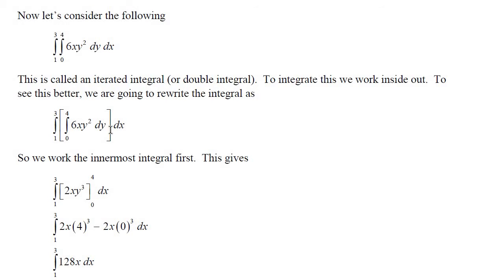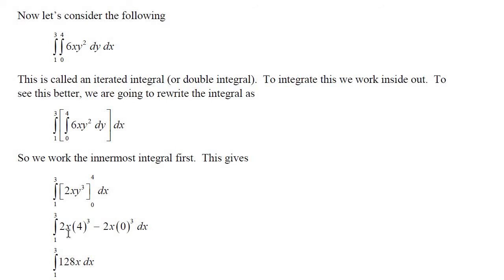So evaluating the inside integral first, integrating my 6xy squared with respect to y, that's going to give me 2xy cubed, and then we want to evaluate this from 0 to 4.